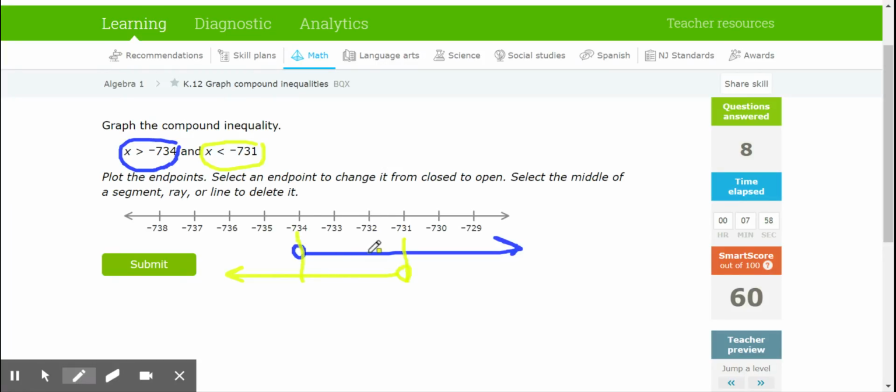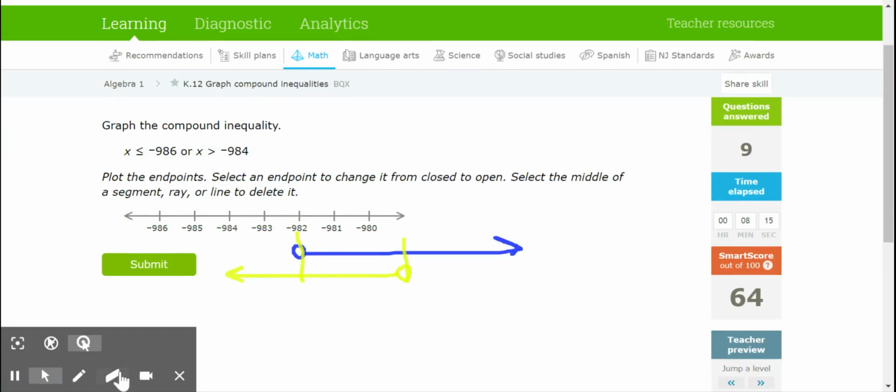Okay, so -732 is both less than this and greater than that at the same time. So from here to here, not including the endpoints.